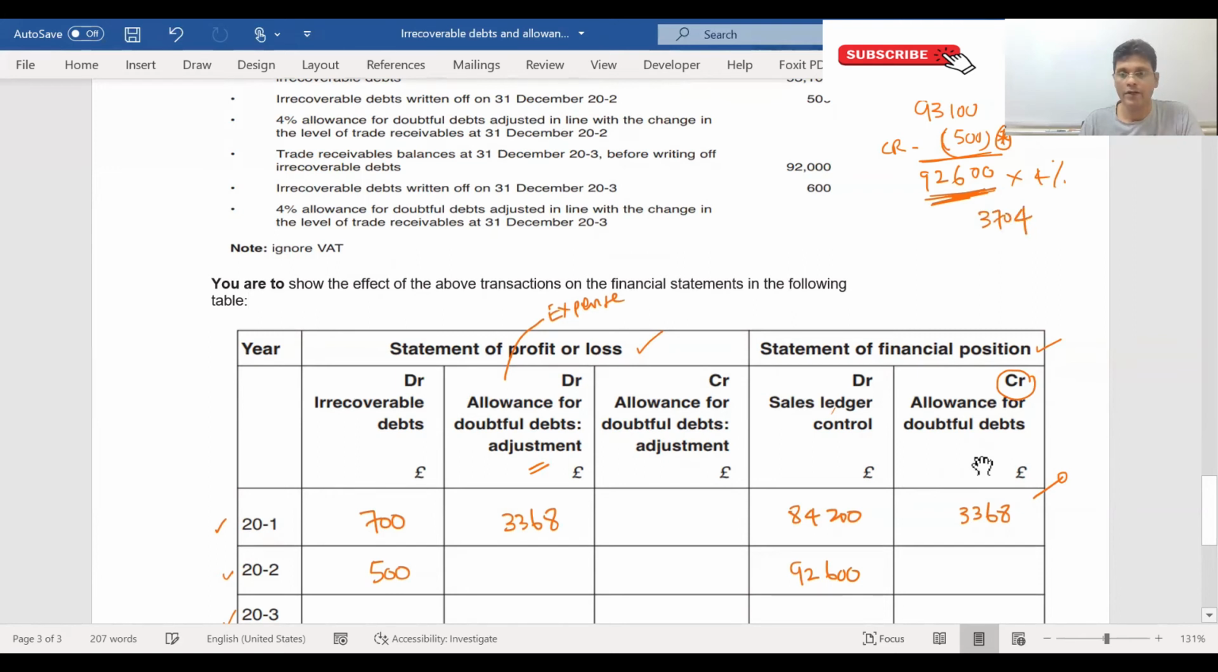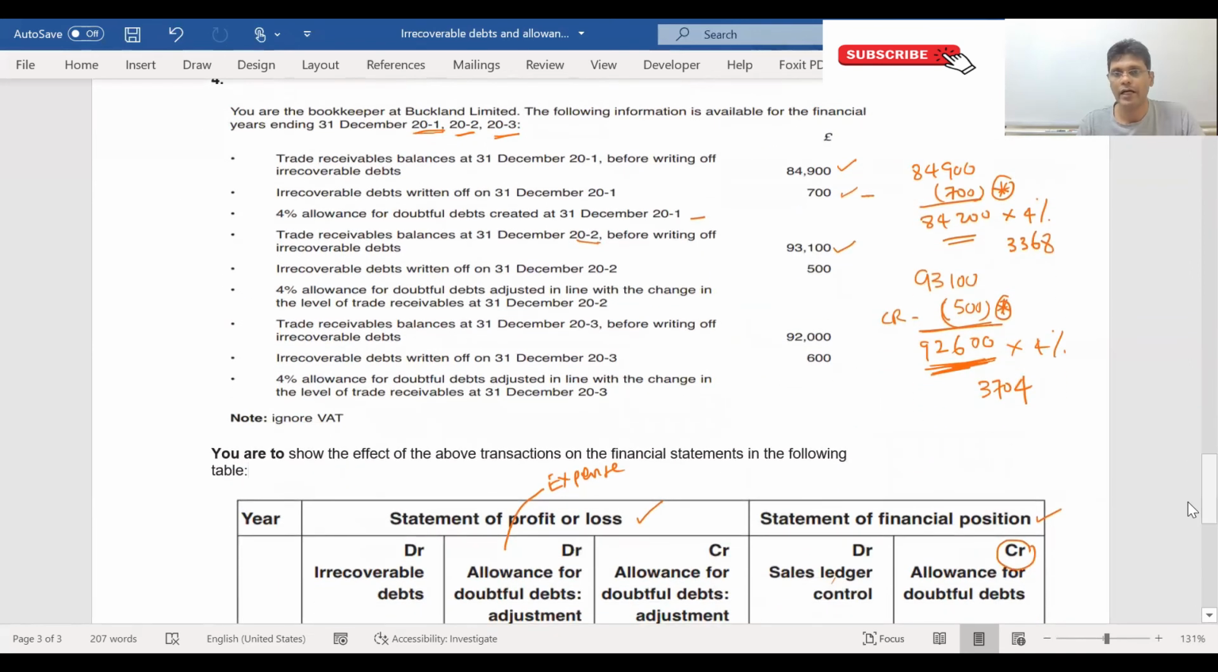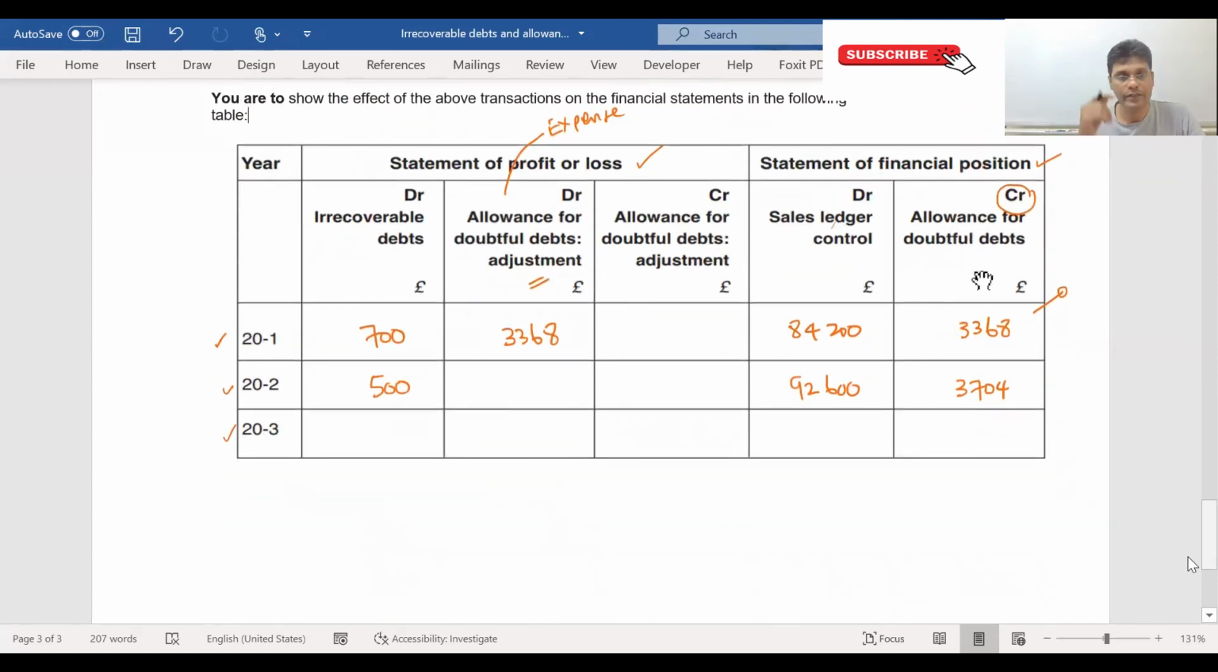3,704. Now our allowance for doubtful debts increased from 3,368 to 3,704. Okay, so this balance increased. When you take the allowance for doubtful debts account, we had an opening balance of 3368. Now this increased to 3704. So therefore, the difference has to be adjusted in the profit and loss account.